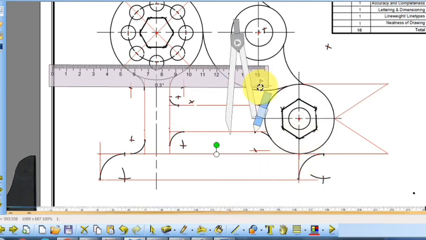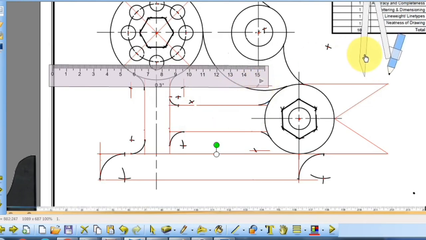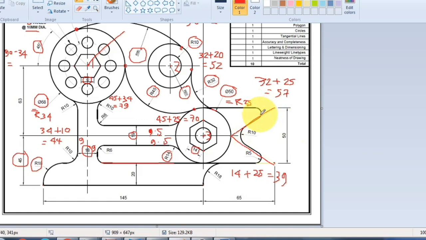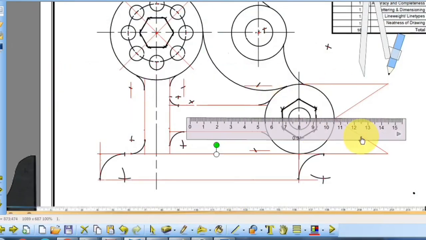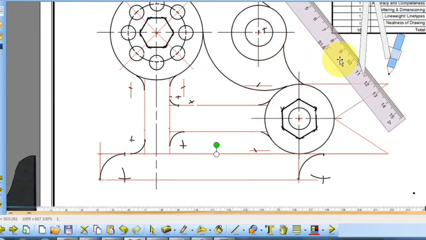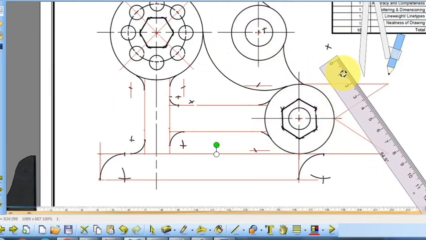Okay, next. Now we are going to draw this one. This one is an arc tangent to two lines. So we are going to draw this arc here. This is R5, so radius 5. Actually there's a procedure for this, but this is too small, so it would rather make our drawing dirty.